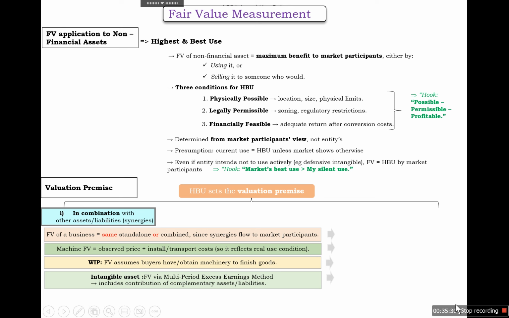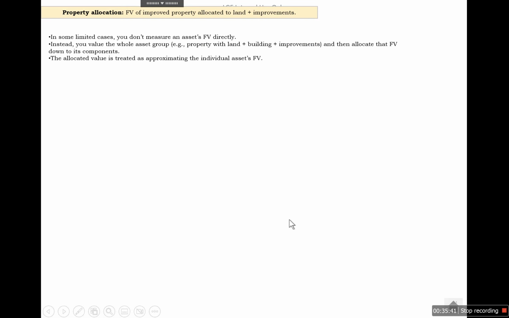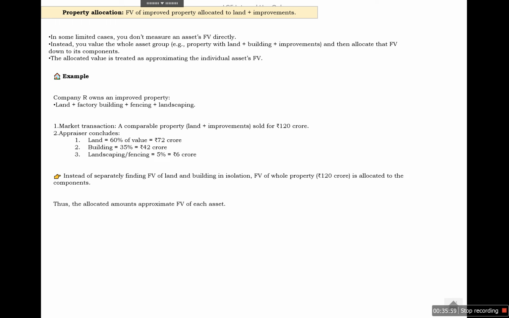Next is property allocation. The fair value of an improved property is allocated between the land and improvements. There are cases where there is a combination of assets. In some limited cases, you don't measure asset fair value directly; instead, you value the complete asset. For example, we have land, building, and improvements. So we find the fair value of the combination of the assets, and after that we allocate the fair value to the different components.